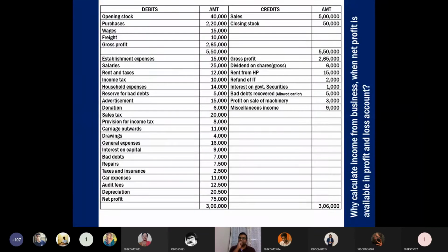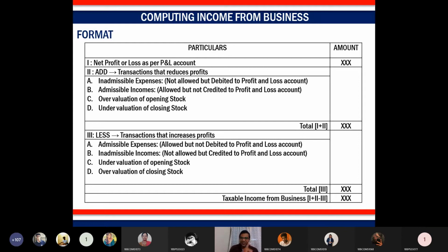Now, what are the transactions that reduce net profit? The answer is, if you show unwanted expenses, if you inflate expenses, it will reduce net profit. So that's the reason here it says inadmissible expenses. What are inadmissible expenses? They are not allowed by income tax, they are not related to business, they are not allowed by the income tax department, but they are debited to the profit and loss account, right?